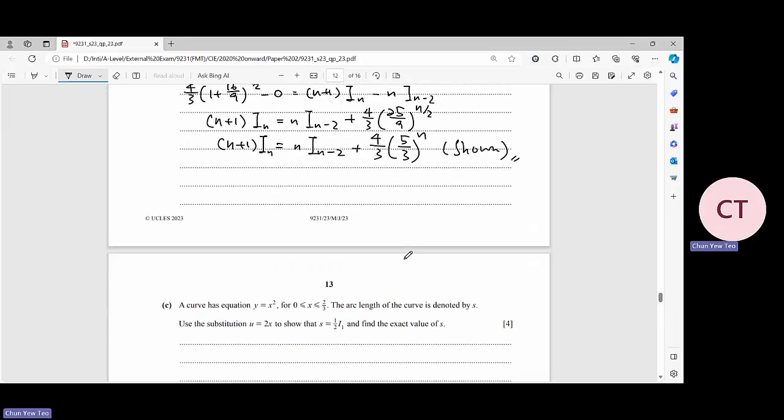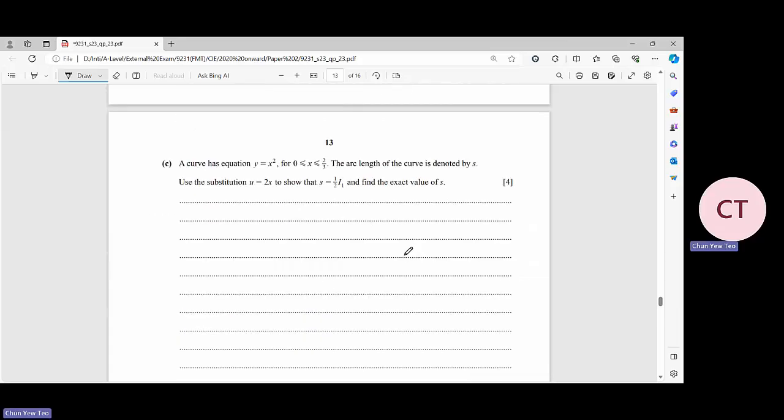Part C, the curve has the equation y equals x squared for x between 0 and 2 over 3, including 0 and including 2 over 3. They mentioned the arc length of the curve is denoted by s. Use a substitution u equals 2x, show that s is equal to half I1. After that, find the exact value of s. So we need to know the formula for the arc length.